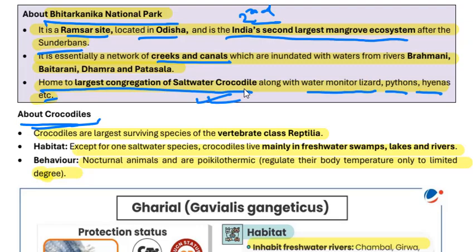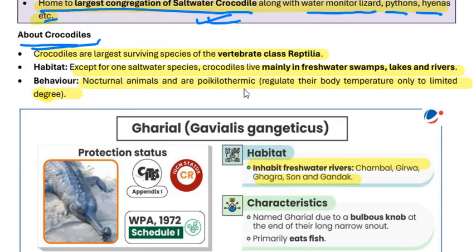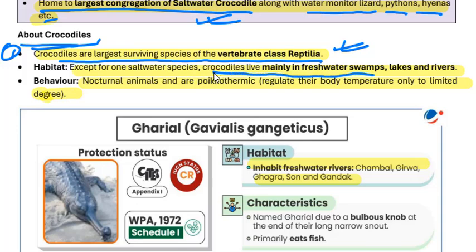Okay, crocodiles are both saltwater and freshwater. The first thing given about crocodiles is that crocodiles are the largest surviving species of the vertebrate class Reptilia. Actually, we know that according to the Whittaker classification, in vertebrates there are 5 classes. First is Pisces, second is amphibians, third is reptiles, fourth is aves and fifth is mammals. Next is about habitat. Except for one saltwater species, crocodiles live mainly in freshwater swamps, lakes and rivers.